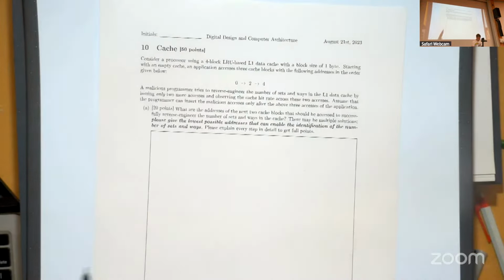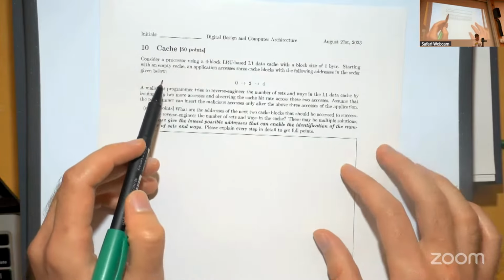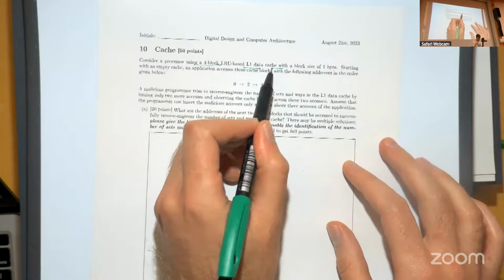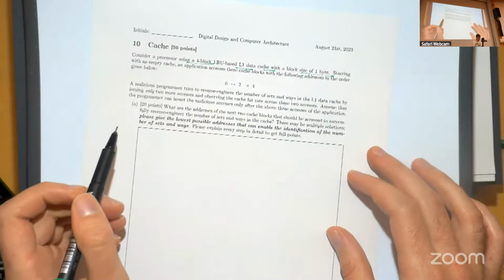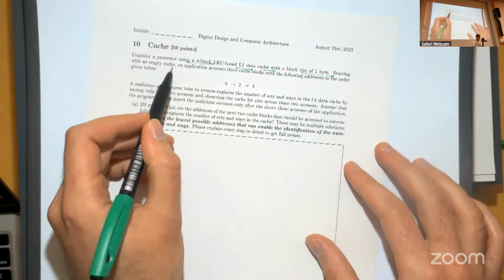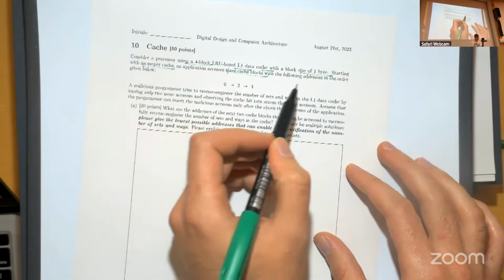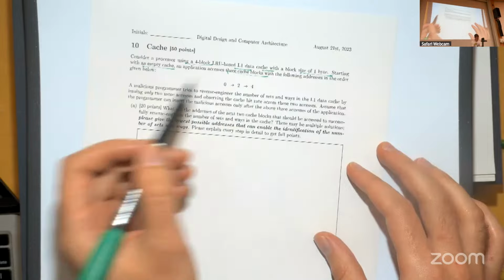So let's move on to the next one, which is about caches. Consider a processor using a 4-block LRU-based L1 data cache with a block size of 1 byte. We are going to start with an empty cache, and an application is going to access 3 cache blocks with the following addresses, 0, 2, 4, in the given order.